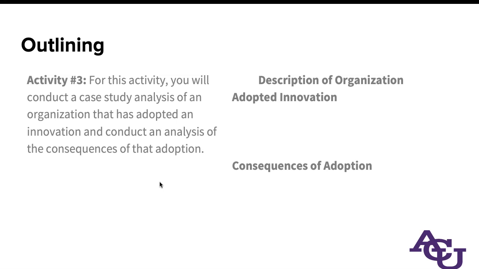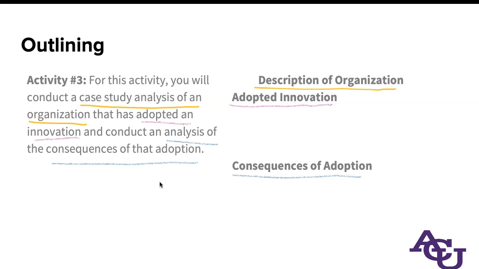It also says that has adopted an innovation, so we need to describe the innovation, hence the heading, adopted innovation, and the consequences of the adoption. So go ahead and put in a heading for that too. And one thing to do, if you print out these instructions, you can go ahead and underline and check off as you go, and just make sure that you are hitting all of the bases outlined in the instruction.